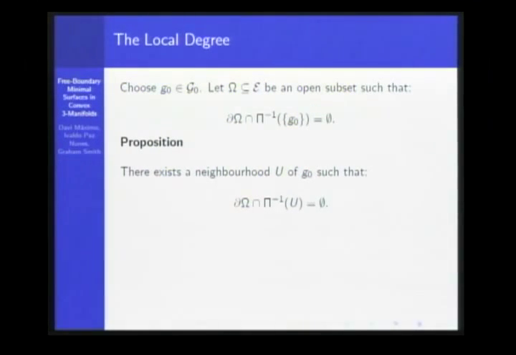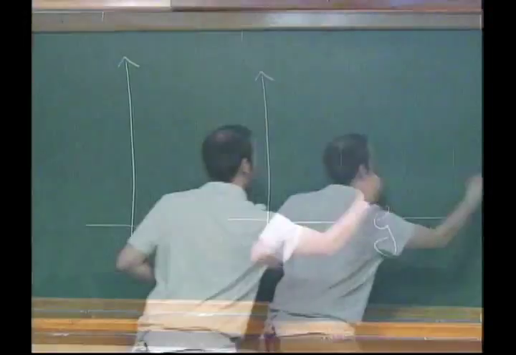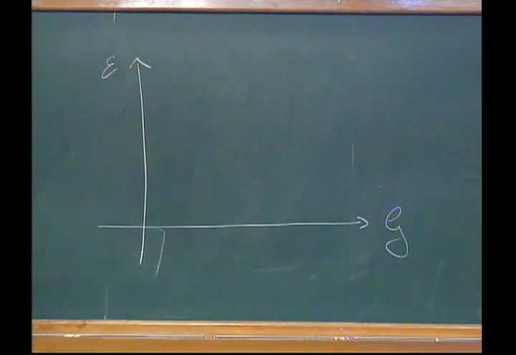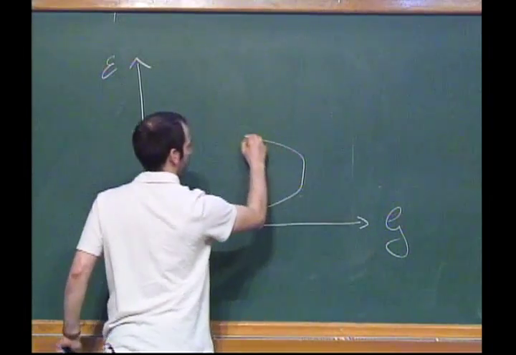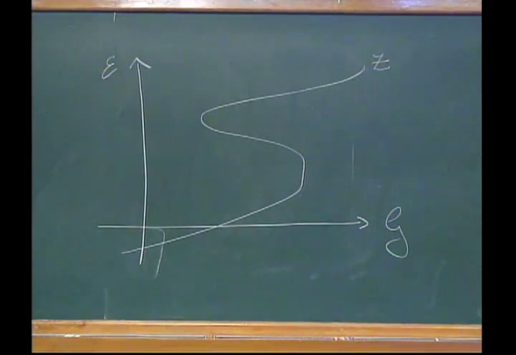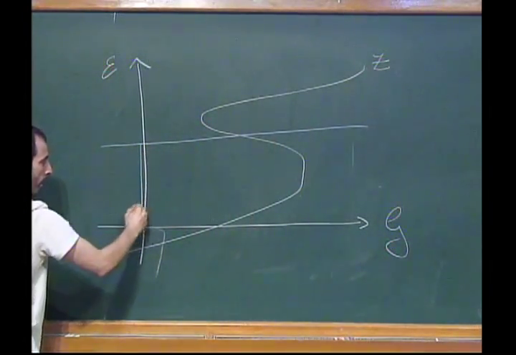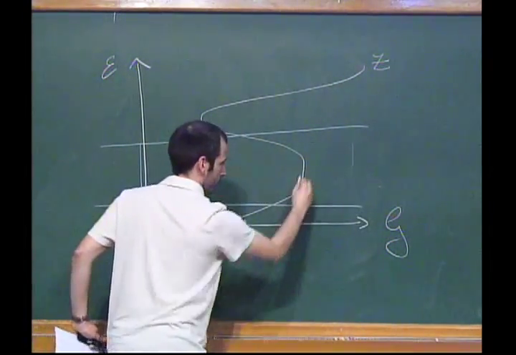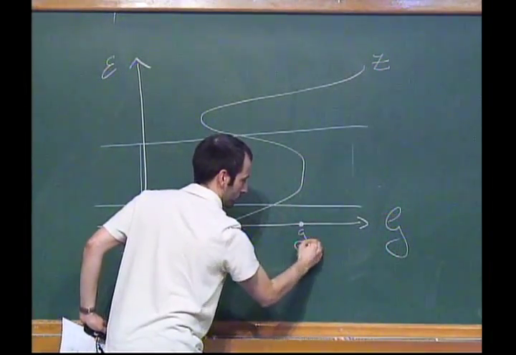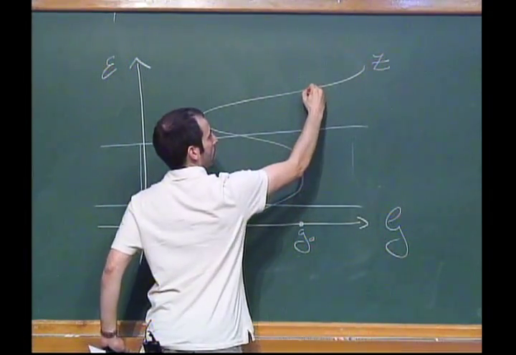So the local degree works like this. Again, we consider our Cartesian product of E with G, candidate space up here, data space down there. We look at Z. Looks like this. Now what we're going to do is we take a data point, G0. So G0 is here. Pi minus 1 of G0 is this, and this up here.